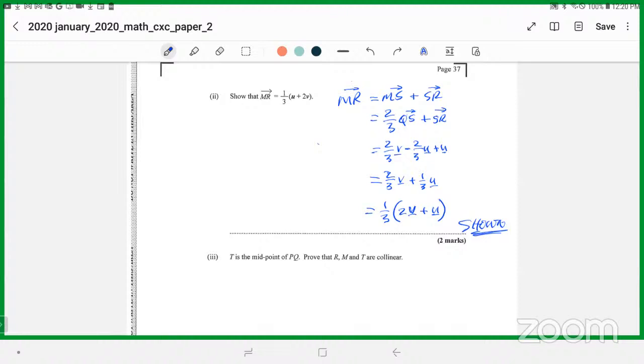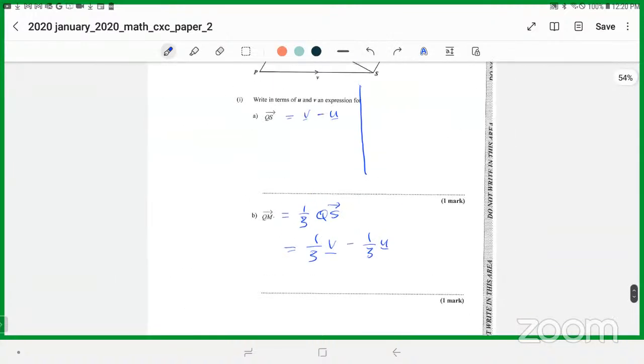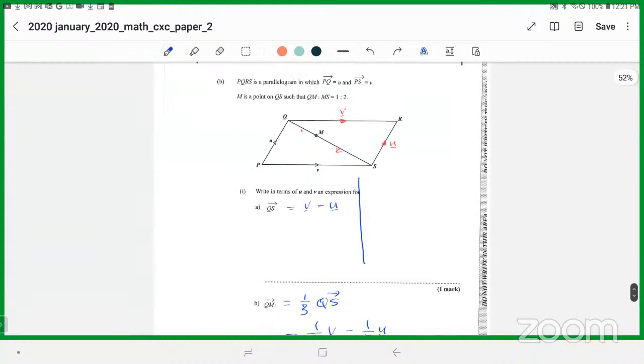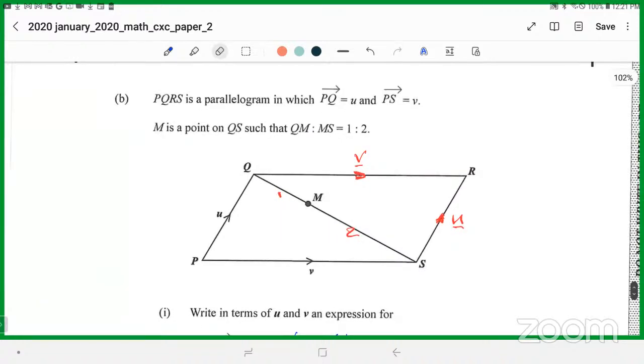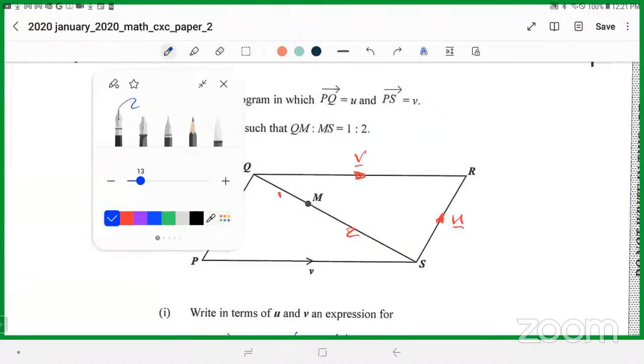All right. Now this part says T is the midpoint of PQ. It's almost the same question that I asked every time. Show that R, M, T are collinear. Somebody answer me, tell me now. So I want to show R, M, and T. T is the midpoint of PQ. All right. So let's put it on the diagram. Let me zoom in. So T is the midpoint of this side.